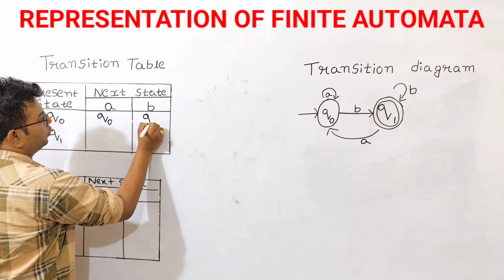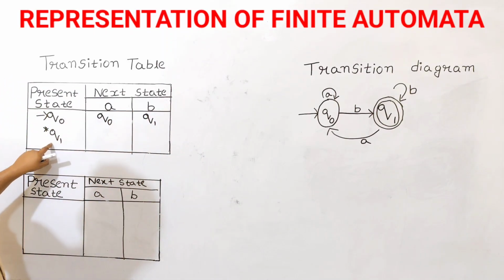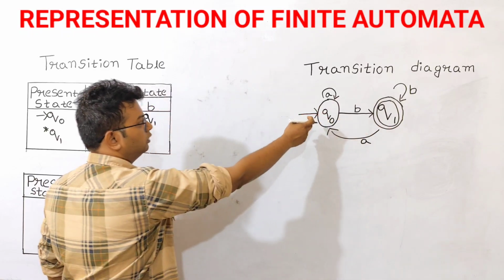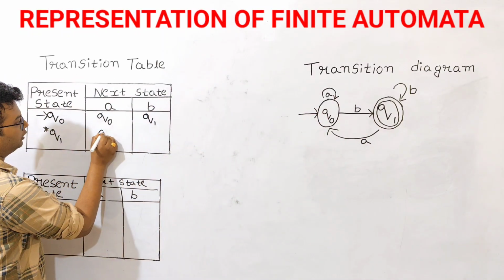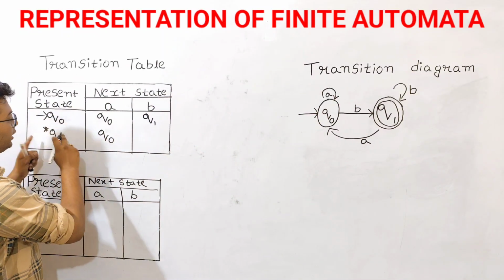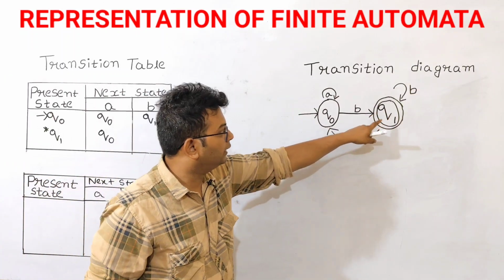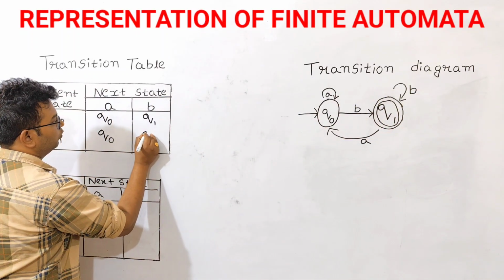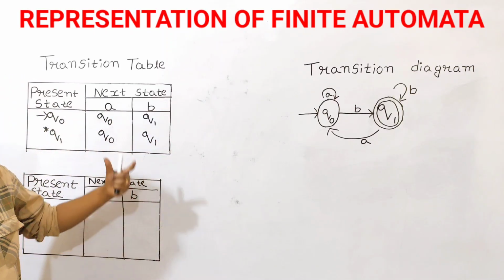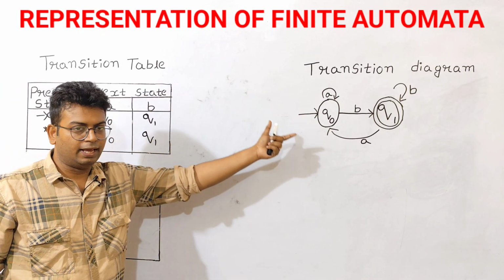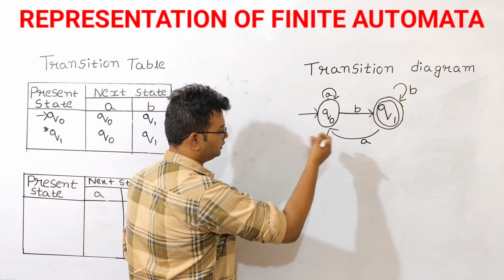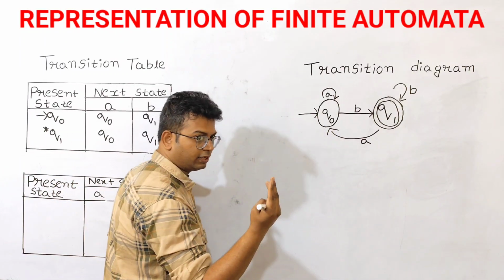So write it as Q1. And next, at state Q1, if I give an input as A, it changes to Q0. So note that. And at Q1, if I give input as B, it remains in Q1 itself. So Q1. That's it. In this way, we can draw a table from the diagram. Okay. So, for better understanding, we'll see another example with three states.